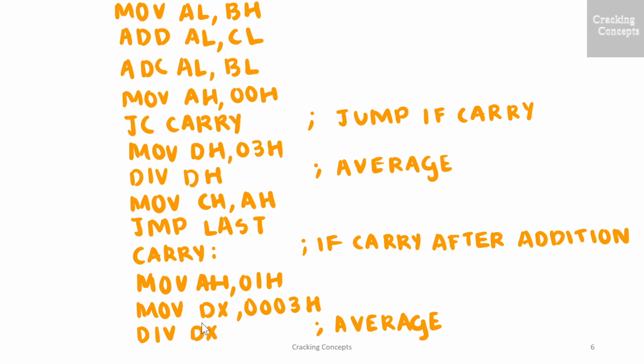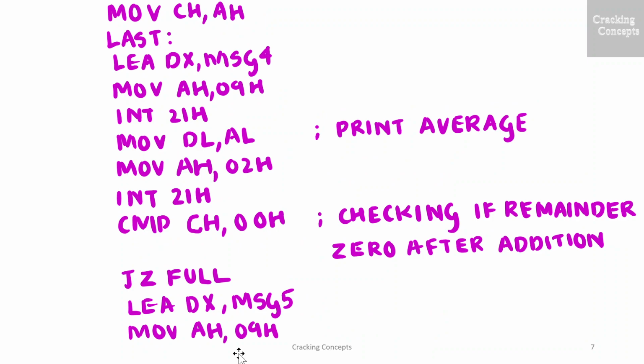So we'll take DX and store the value as 0003H. Then we perform the division, which will give the quotient in the register AL and remainder in AH. Since AH will be used by other instructions in the program, I will store the remainder to another register CH. Then the control is transferred to the statement where we print the string, that is the average is, and the value in AL is copied to DL and printed using the function code 02H.